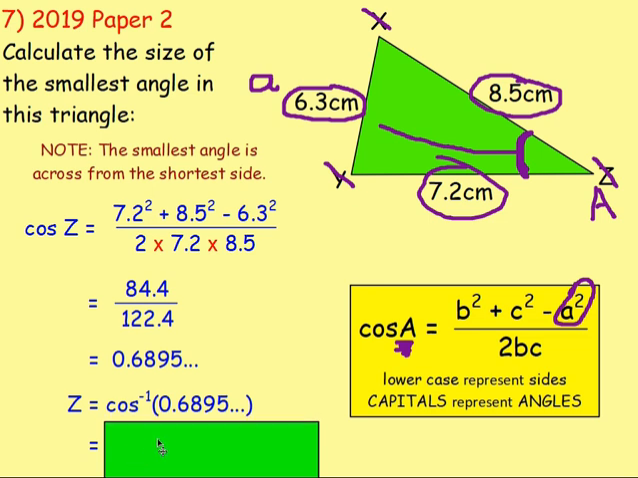Keep the answer super accurate on your calculator. Do shift cos equals, inverse cos equals, second cos equals. Get cos to the minus 1 of that previous answer. And you end up with, to a couple of decimal places, 46.41 degrees. You could also write it as 46.4 degrees. Again, go to 1 or 2 decimal places. But that is your answer.